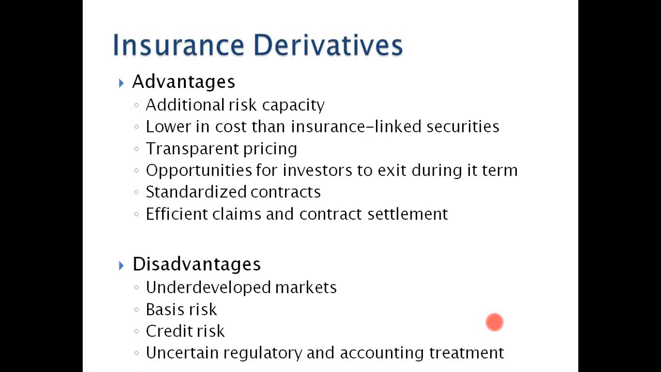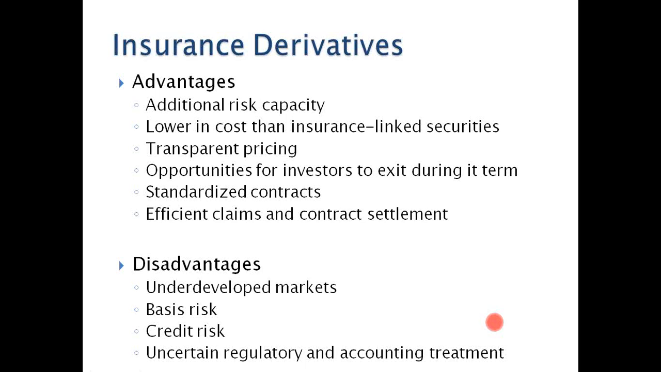There can be standardized contracts and efficient claims and contract settlement. The reason for the efficient claims and contract settlement is that the contract, or the swap, is going to be very specific and say, if this happens, this interest rate, this much rainfall, I will pay you $5,000 per inch or whatever. So you're not dealing with fault. You're not dealing with all those types of things. You're just dealing with very objective data that is agreed upon in advance of how those things will be done. So that's the idea of some of the advantages.